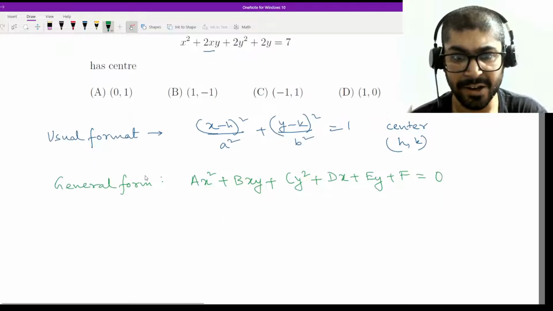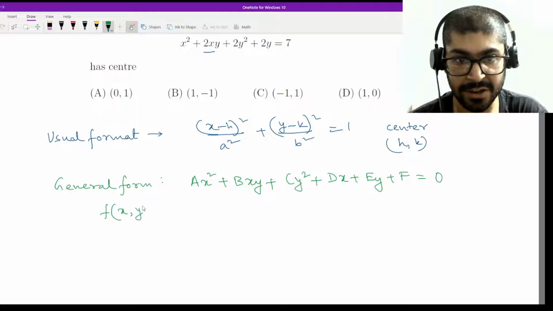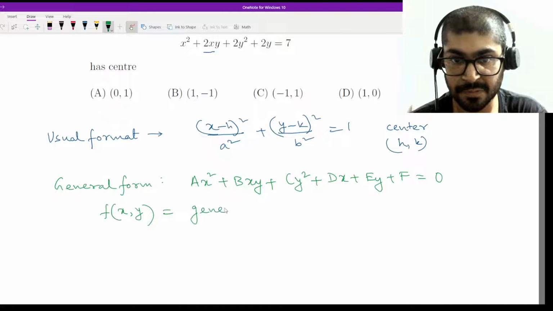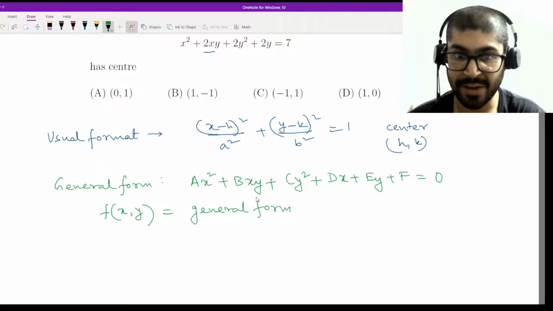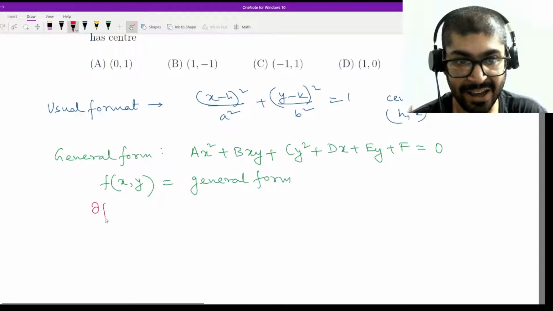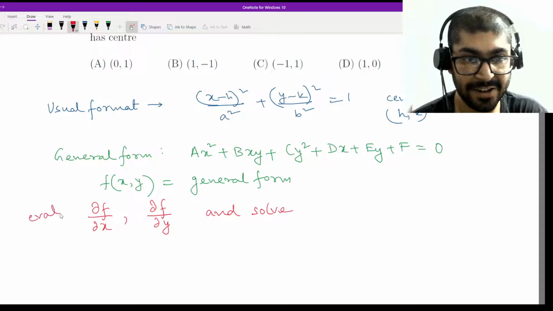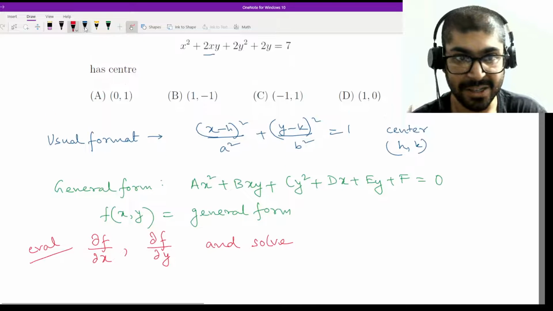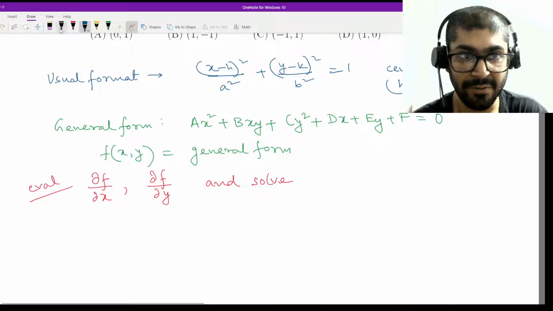This is the general form, right? Now when we have this in the general form, let us set f(x, y) equal to the general form. I'm not writing that entire thing again because you can understand. This entire polynomial, set it to be f(x, y). Now the simple trick to find out the center is calculate del f del x, del f del y, and solve. This is how you get the center of the ellipse. Now these are partial derivatives. Partial derivatives are much easier than normal derivatives. So here what do we have for us?